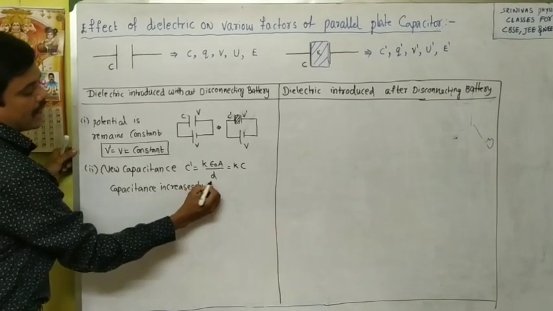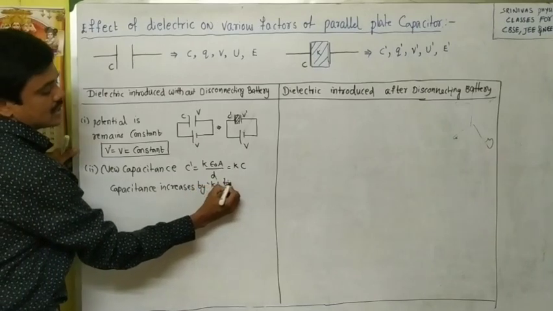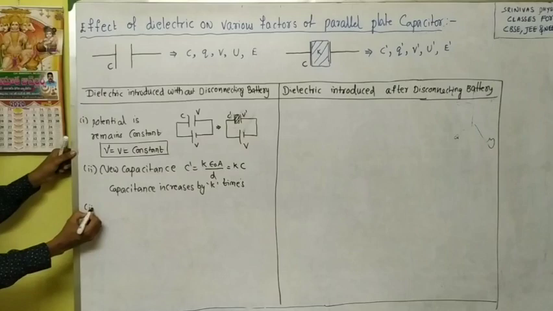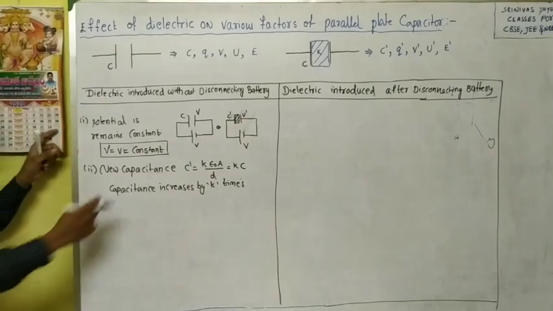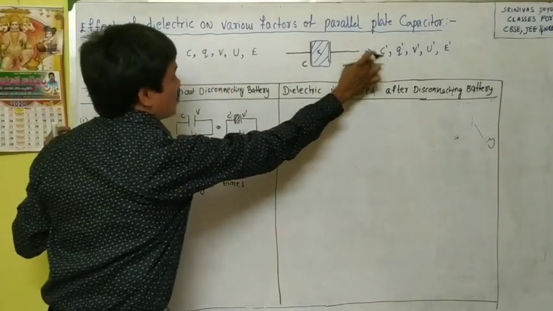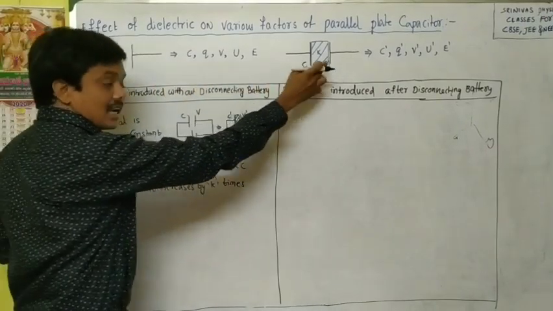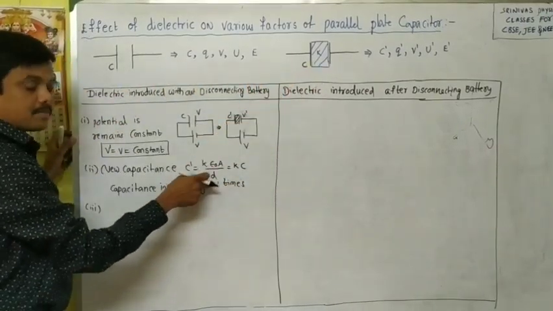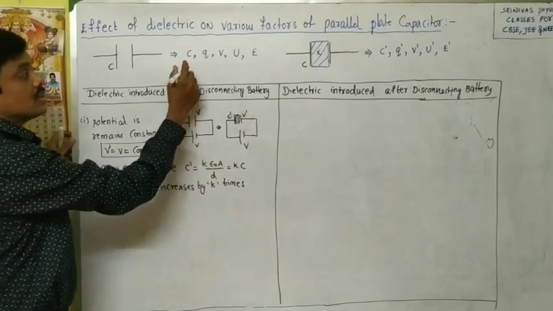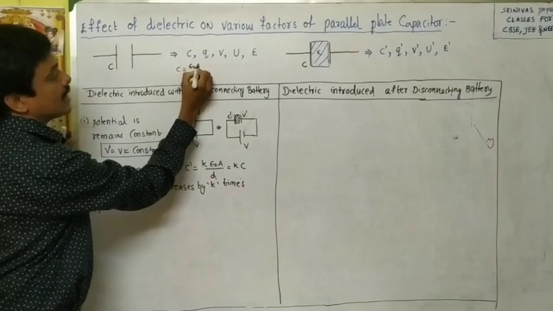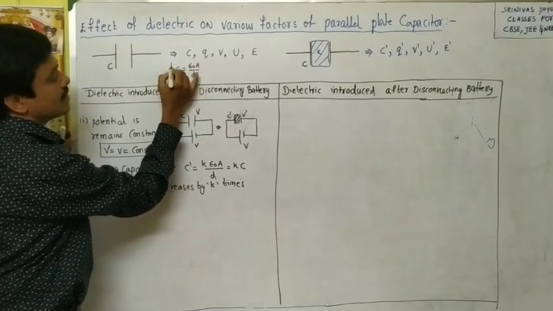Capacitance increases by K times. Now the next factor: how does the capacitance change? K times, because we are introducing the dielectric slab. After introducing, the formula is K epsilon naught A by D. Before introducing, the C formula is epsilon naught A by D, right?